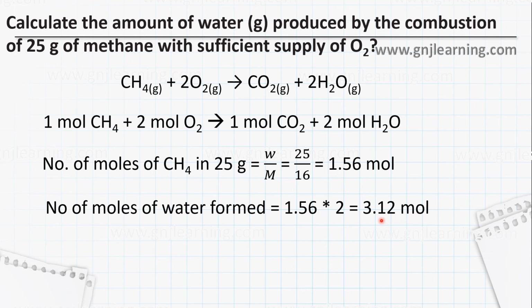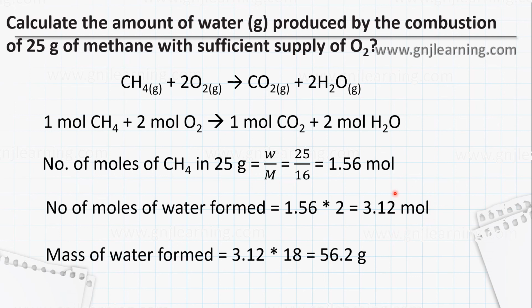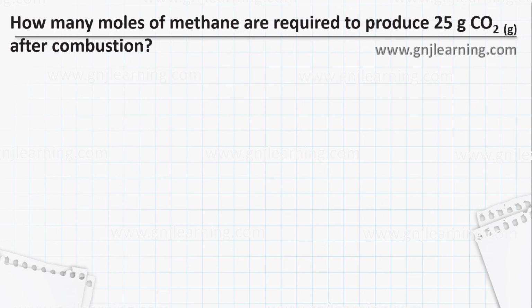Now what I have to do? I have to find out how much mass of water is present in this 3.12 mole. So I will just multiply with molar mass. 3.12 mole into molar mass of water, that is again 56.2 grams. So this is another method. In the previous slide, what you saw was a different method using directly the mass. Here I am just converting mass into mole, and at the end I am converting that mole back into mass. But for some people this looks very simple. Let's look at another example, another problem.